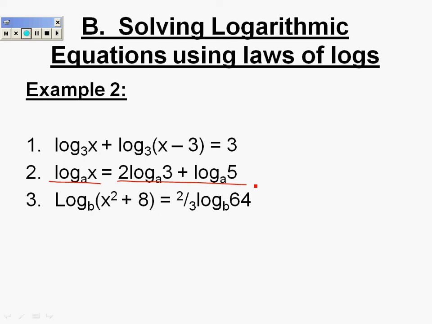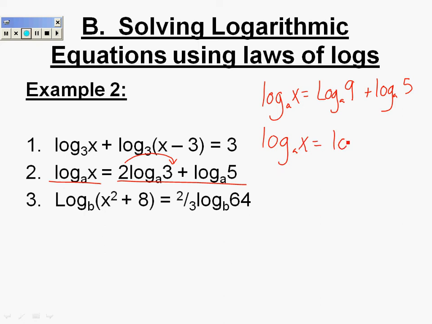So here's what we're going to do. We have our 2 in the front. That becomes an exponent. So it's going to be 3 to the 2nd power, right? Which is 9. So that's the first thing you want to do. So that's going to be log base A of 9. Now since I did the power rule, we're going to change the addition into what? Multiplying. So it's going to be log base A of x equals log base A of what? 45.